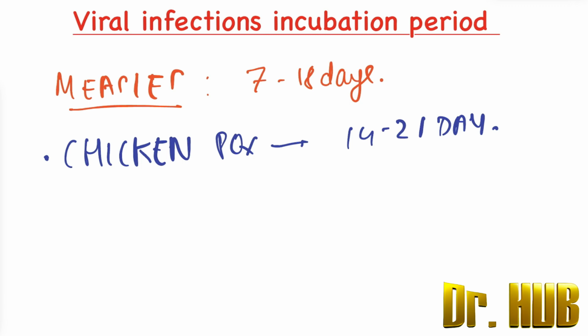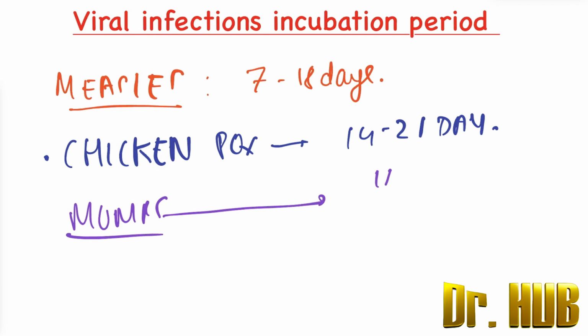Then comes mumps. Mumps also has a very similar incubation period, that is 14 to 21 days. Next is the rubella. Rubella is also very similar, that is 14 to 21 days of incubation period.